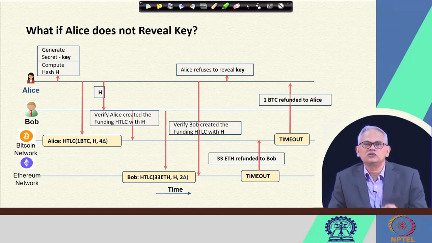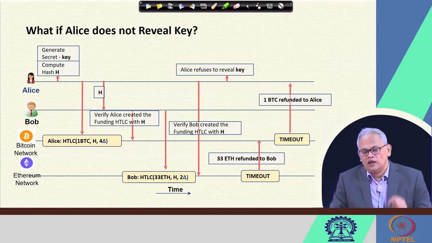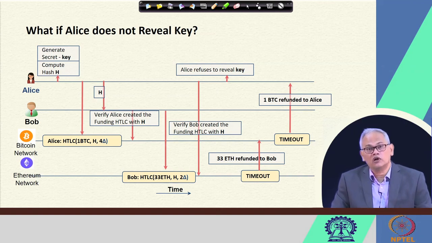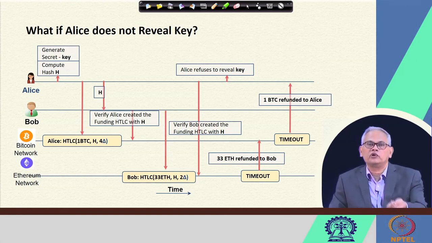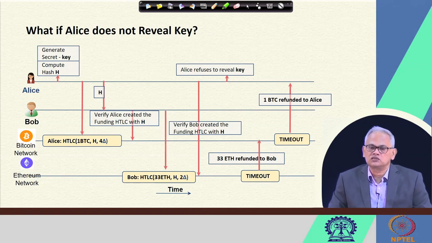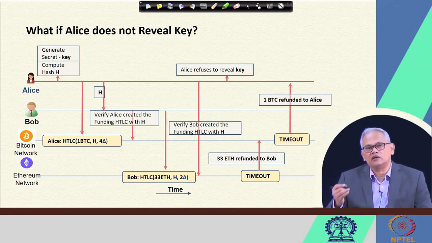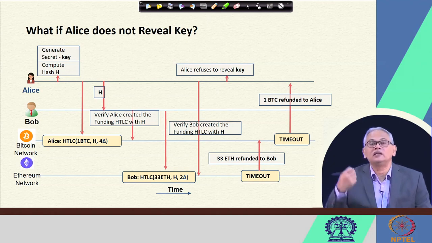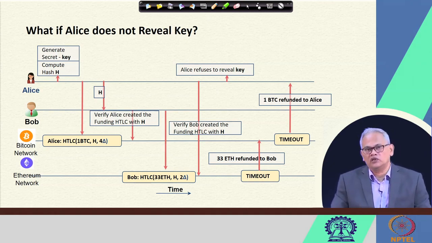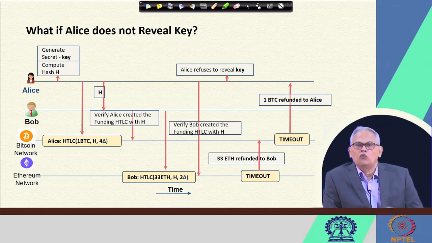So, what she will do is that she will not reveal the key at all, and if she does not reveal the key, what will happen? After some time, timeout will occur. So, first the timeout of Bob will occur. If you remember, we said that Bob created the contract at say 6 p.m. and the timeout would occur at 8 p.m. So, Bob first gets back his 33 ethers, and then after some time, say at 9 p.m., the contract of Alice will time out and Alice gets back her 1 Bitcoin, that is she is refunded her 1 Bitcoin.